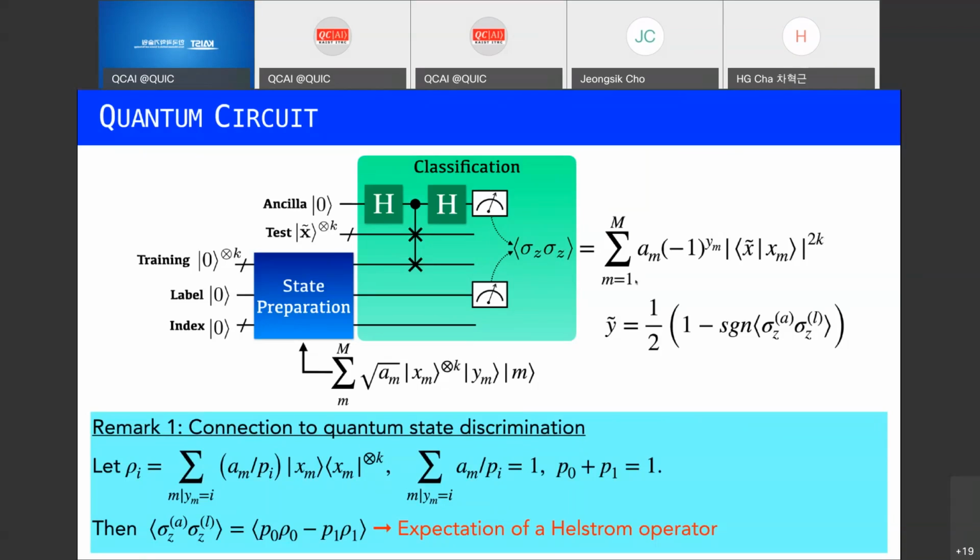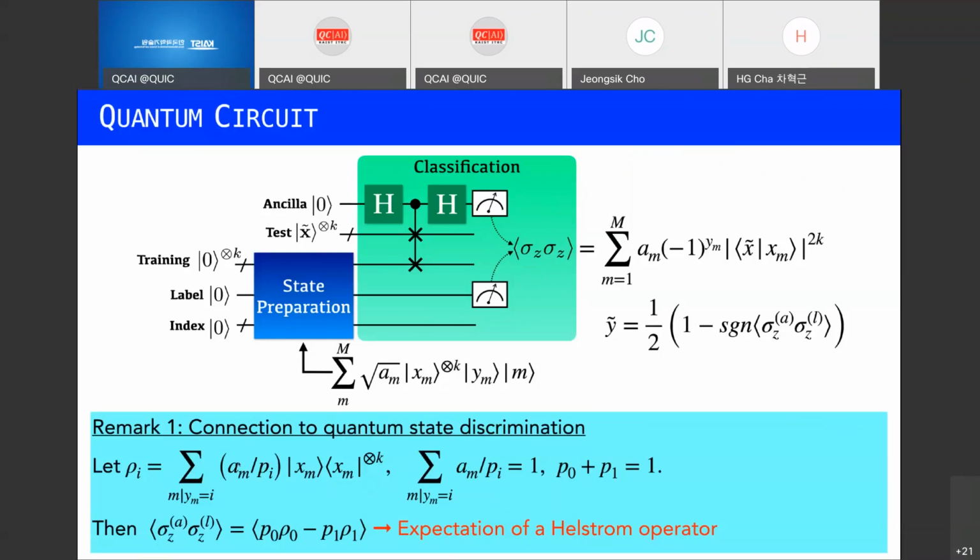And we can also control this parameter by changing it when we do the state preparation. Then once we have this, we do simple post-processing to decide the label of this new test data. Okay, I'm running out of time, so I'll try to go a bit fast.